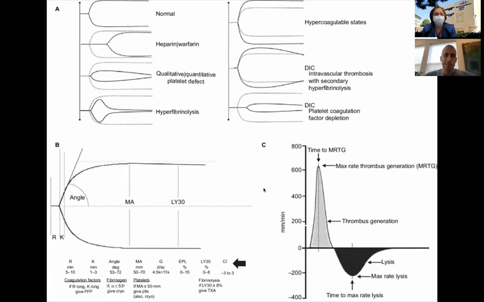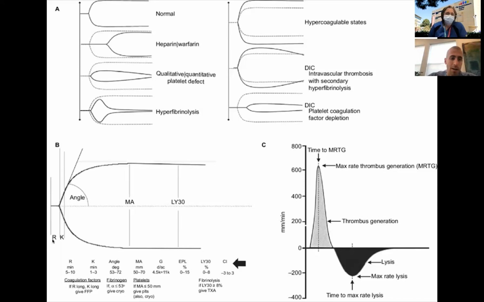So I've got here a slide, and this is really my only slide, but it's got everything you need to know in it. And I'm going to start actually with B down here. This is the graph of the TEG. TEG again, thromboelastogram. So this is a normal graph, and it has a whole bunch of different parts to it. So there's something called the R, the K, the angle, the MA, and the LY30. I'm going to go over each of those right now, but these are the factors that are reported to you.